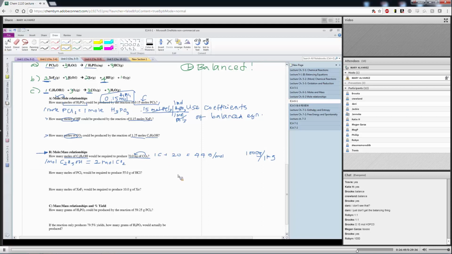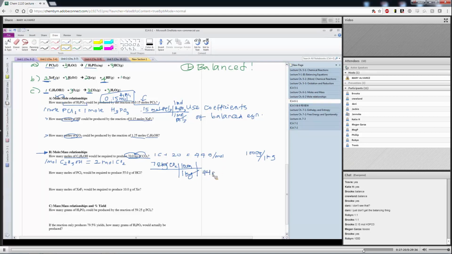You should pause it right now. If you're watching this later, you should pause it right now and try it. I'm going to do it for the students who are here. We're just out of time, but I want to give you guys at least one example of doing this. Start with what you're given, 70 kilograms CO2. Want to get rid of kilograms? Here's where that is. 1 kilogram is 1,000 grams. Excellent. Kilograms cancel.